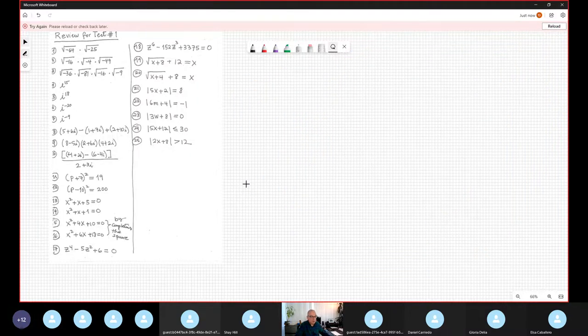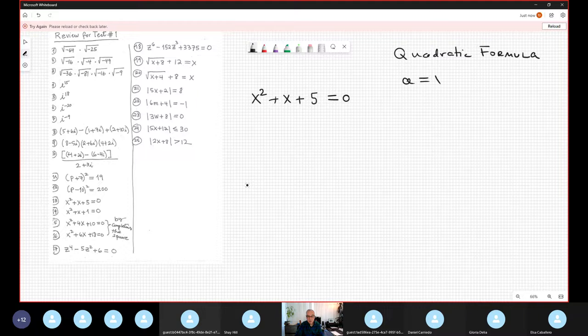Now let's do number 13. If there is no specification of the method, you select the best way. Well, actually, you select the best way, but in this case, factorization is impossible. Now, the quadratic formula is efficient. A is 1, B is 1, and C is 5. And you apply the formula: minus B plus or minus the square root of B squared minus 4AC, divided by 2A.